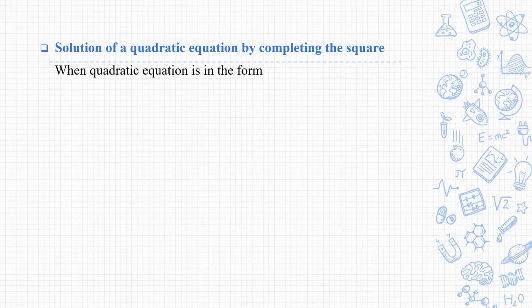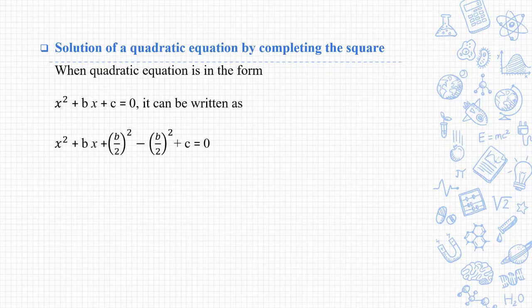When the quadratic equation is in the form of x squared plus bx plus c equal to 0, this can be written as x squared plus bx plus b upon 2 the whole square minus b upon 2 the whole square plus c equal to 0. So here what we do is we add and subtract the term b upon 2 the whole square.